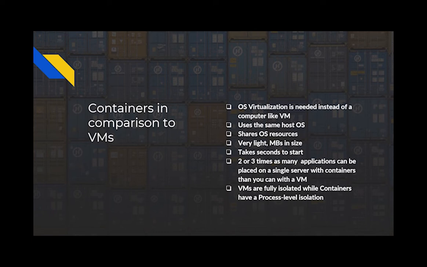And you can hold 2 or 3 times as many applications on a single server than with virtual machines. And again, virtual machines are fully isolated while containers have process level isolation. So basically, you open up a container, it's separate from another container. And that's it.